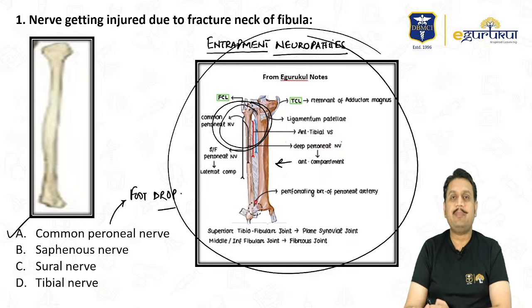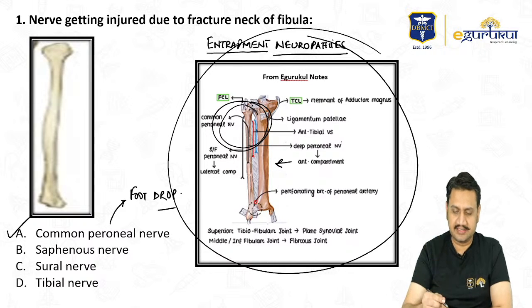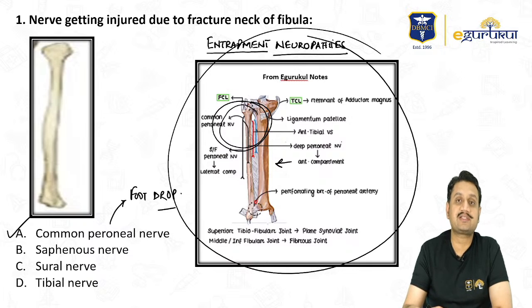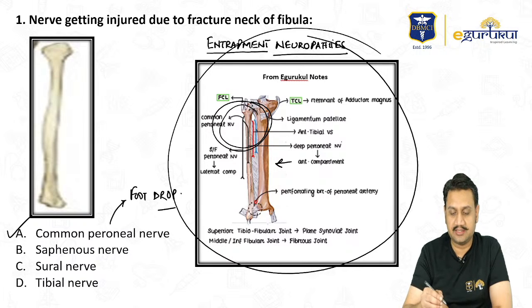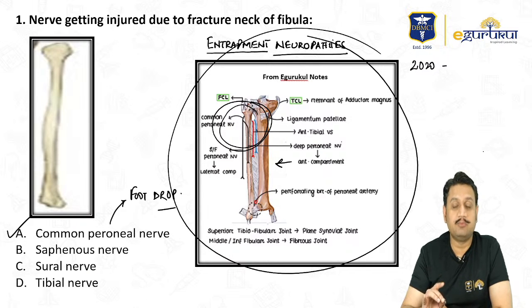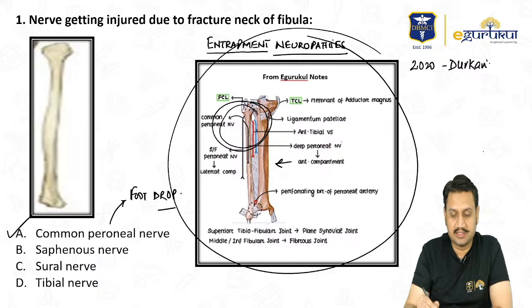The entrapment neuropathies, guys, I would just suggest you that if you look at the previous few years of the questions of the INI exam, they have been continuously asking you questions from the entrapment neuropathies. Let me put that on record here as well. In the 2020 INI exam, they asked about carpal tunnel syndrome, and they asked about it as the most specific test, and they said it was Durkan's only, right?